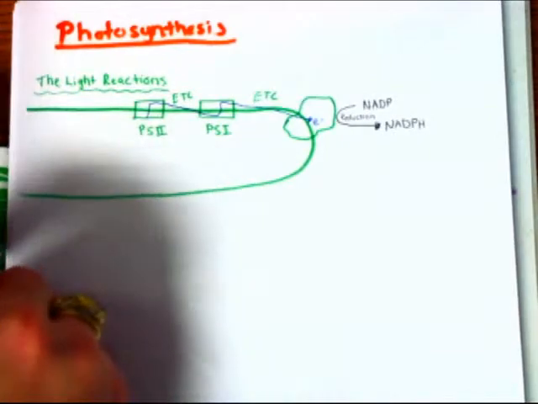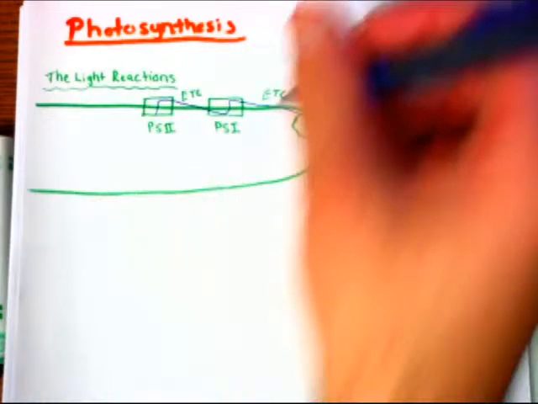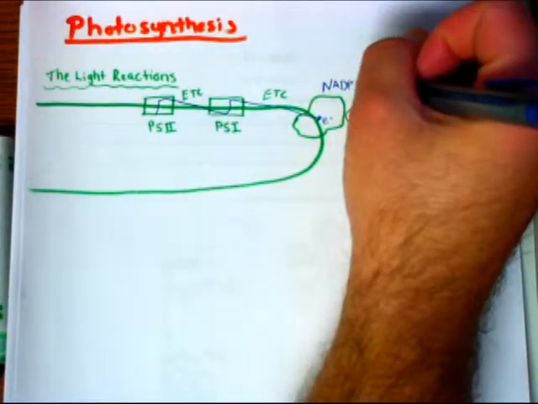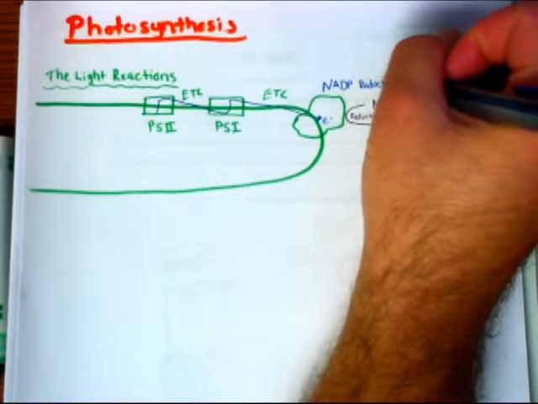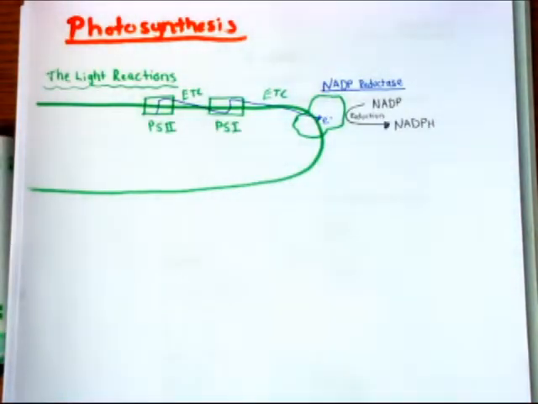We should give a name to this enzyme. It's reducing NADP, correct? So it would make sense that we could call this enzyme NADP reductase. Because it's going to reduce, add an electron and a hydrogen to NADP. Right? And of course we know all enzymes end in A, so it's logical.